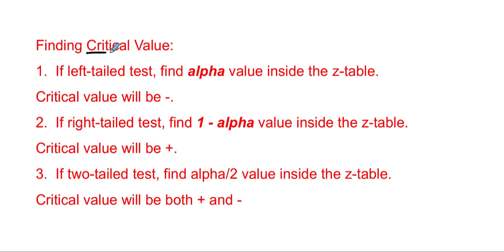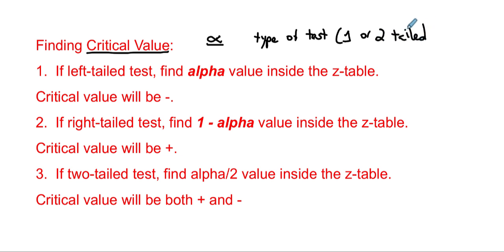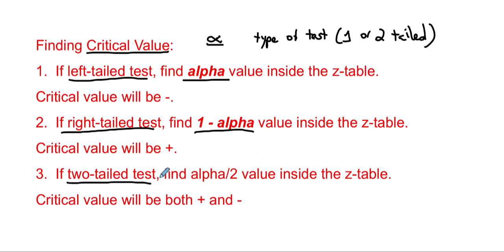The next thing we need to talk about is how do we figure out the critical value. And critical value is all based on the alpha. So once you figure out what alpha you have, either stated in the problem or not, you need to figure out which type of test you have: left tail, right tail, or two-tail test. If it's a left tail test, you must find alpha in order to find your critical value. If it's a right tail test, you take 1 minus alpha, and your critical value will be a positive number. If it's a two-tail test, you take alpha divided by 2, and you get 2 critical values, plus and minus.